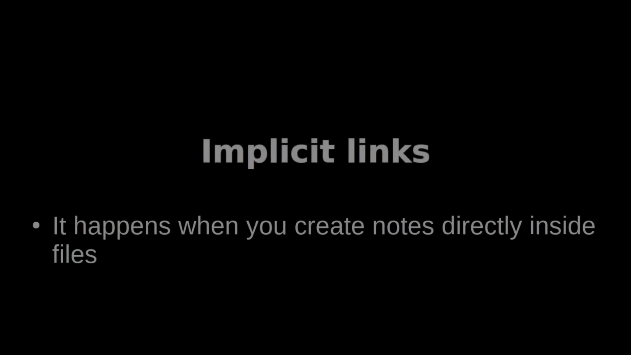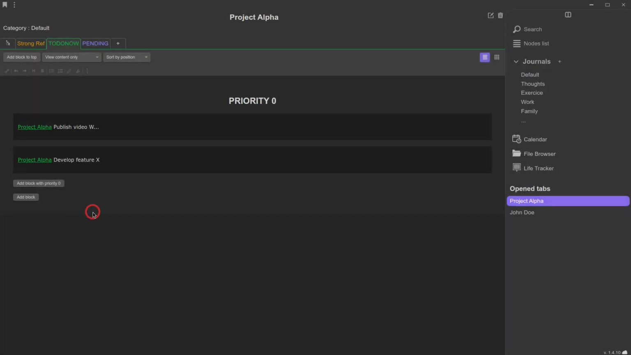As of now, I have always shown explicit links. For example, here, in the green tab of the Project Alpha file, we can see that each block has a green Project Alpha link in its content. But it is only because the notes have been created outside of the Project Alpha file itself, in the default journal. So the link to Project Alpha had to be explicit.